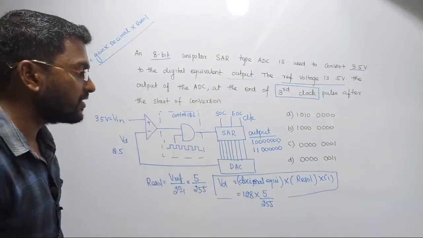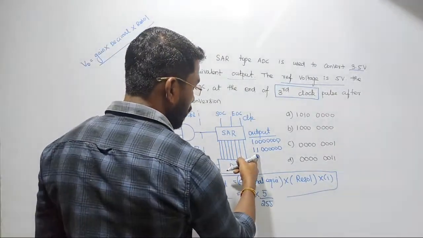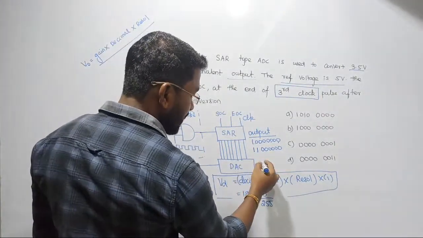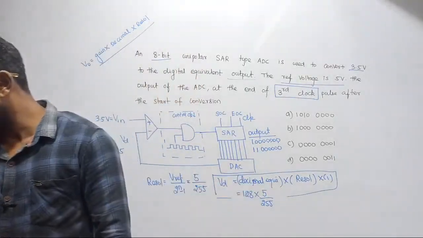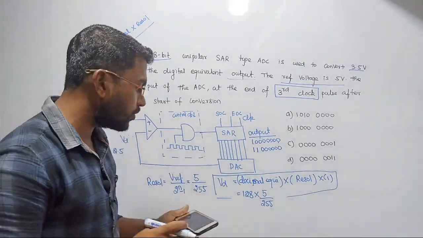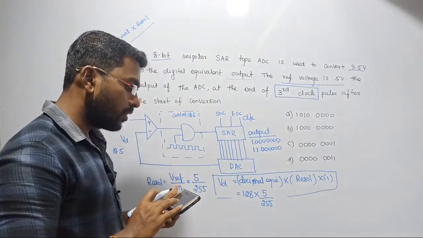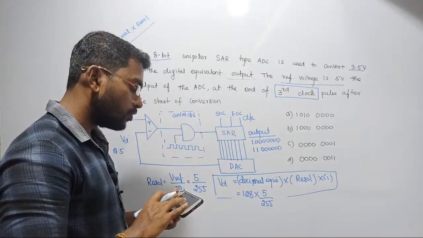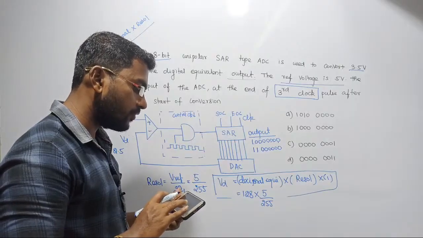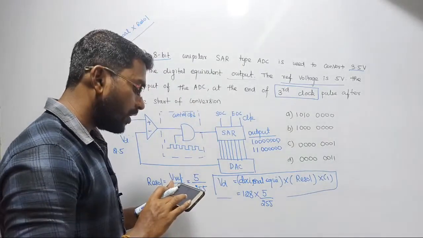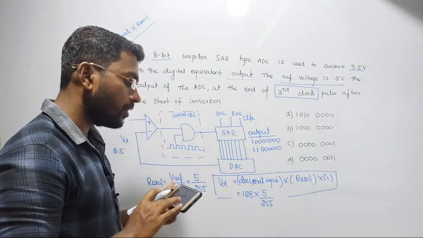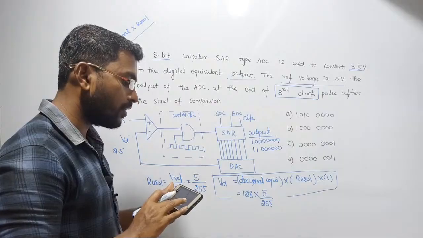Let us consider its equivalent value. Its equivalent value is 2 power 7 plus 2 power 6, right? So let us consider the second data. The decimal equivalent: 2 power 7 is 128, and 2 power 6 is 64, right? So 128 plus 64, I am getting 192, right? So 192 into 5 divided by 255. Again we are transforming it, right?